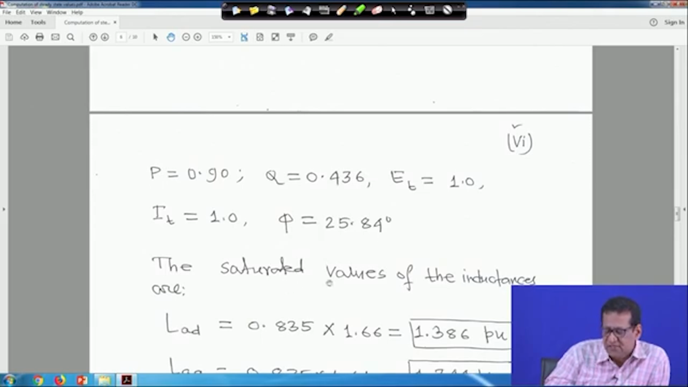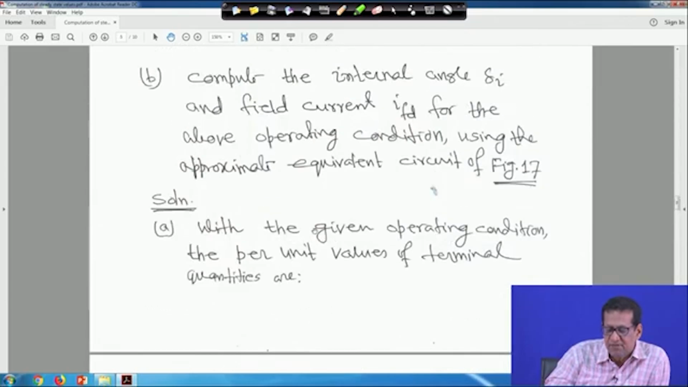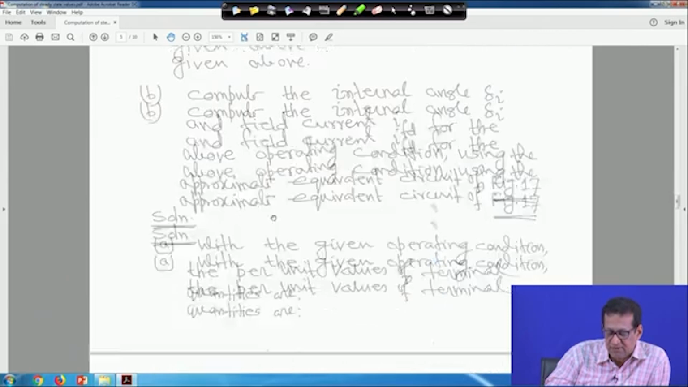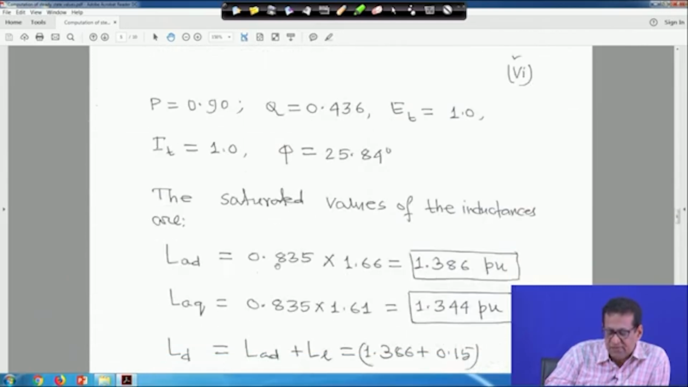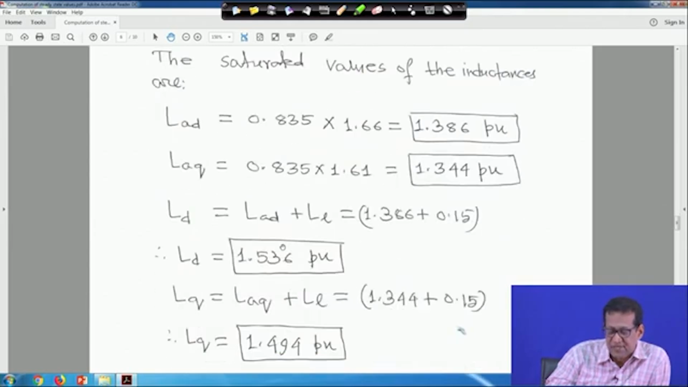So, the saturated values of the inductances are, as given in the problem, 83.5% of the values given above. So, LAD will be 0.835 into 1.66, that is 1.386 per unit. LAQ is equal to 0.835 into 1.61, it is 1.344 per unit, right. LD is equal to LAD plus LL, that is 1.386 plus 0.15.